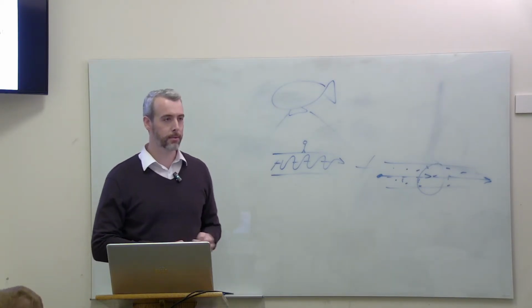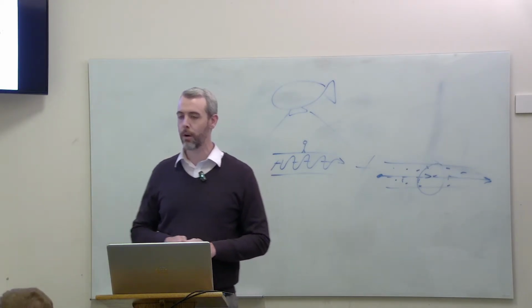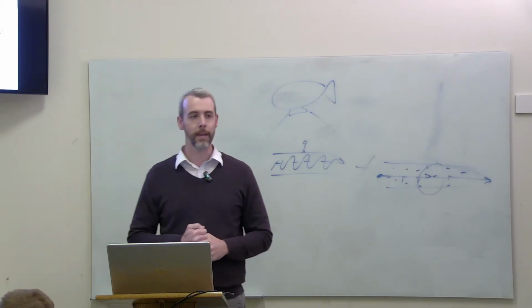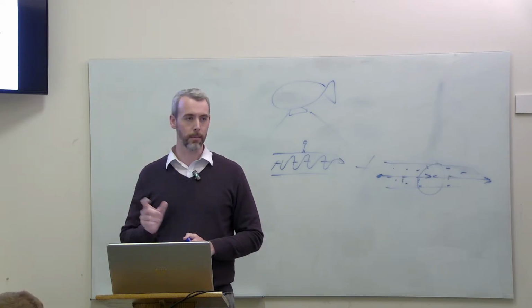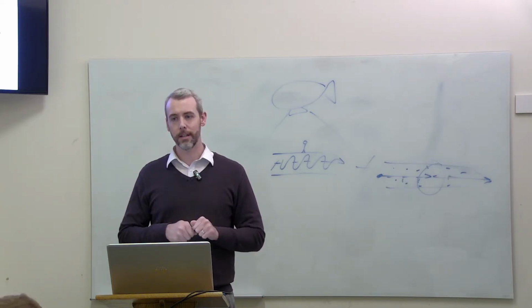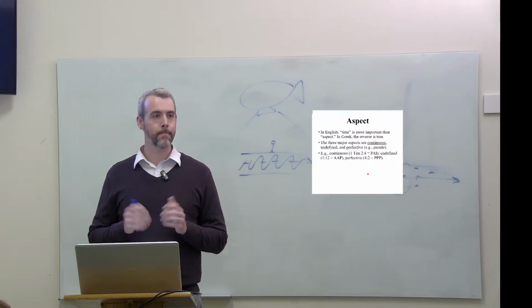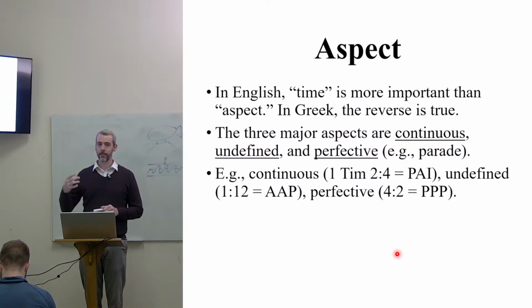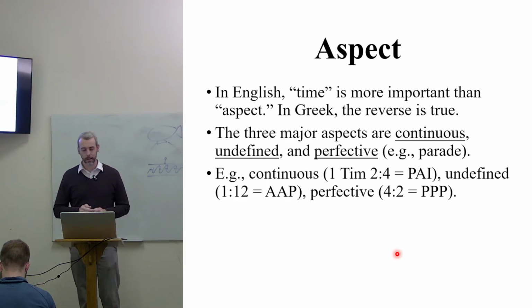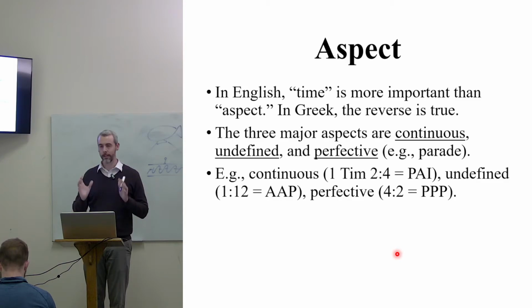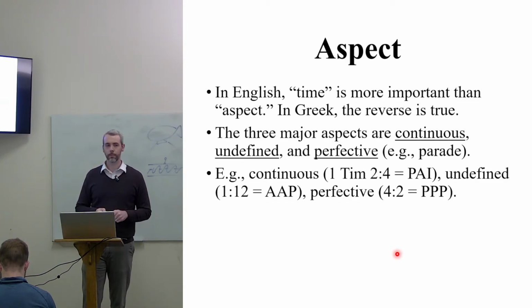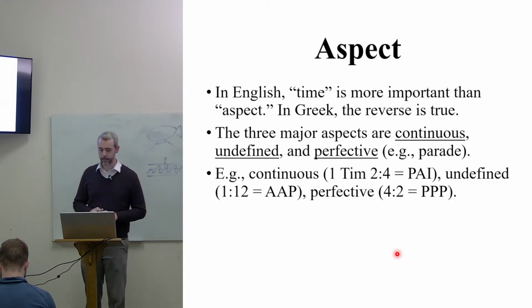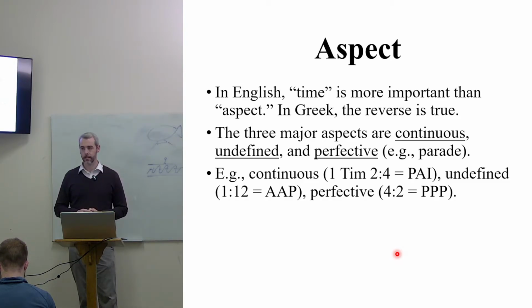So let's look at some examples. Could someone read for us 1 Timothy 2:4? In this verse, we're going to have a present active indicative verb. That means present, that it is probably present time. It is active, the subject is doing the action. Indicative means that it's reality. So who's got 1 Timothy 2:4? All right, Jacob. Who desires all men to be saved and to come to the knowledge of the truth.